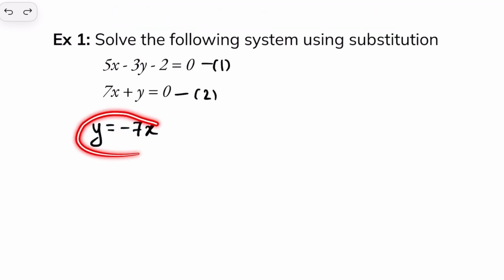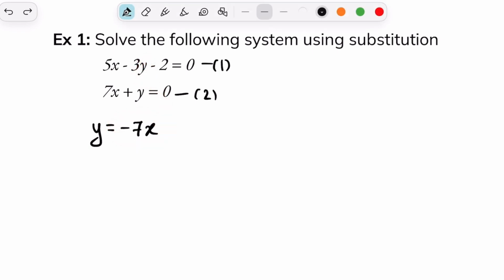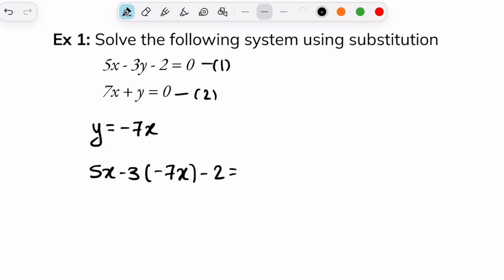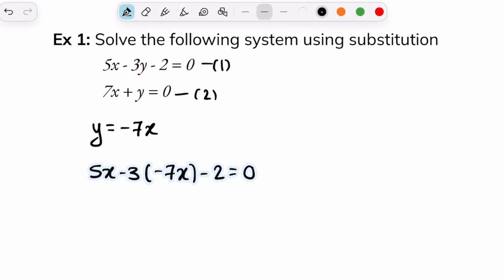So what do we do? We sub in whatever the y is equal to into the other equation for the variable. So y is equal to this, and this substitutes into this y. So what do you get? You get 5x minus 3 times what this y is equal to, which is negative 7x minus 2 equals 0. So copy the second equation down completely, but just substitute the y for what you isolated it for. I hope that makes sense. It can be a little confusing, but don't worry.